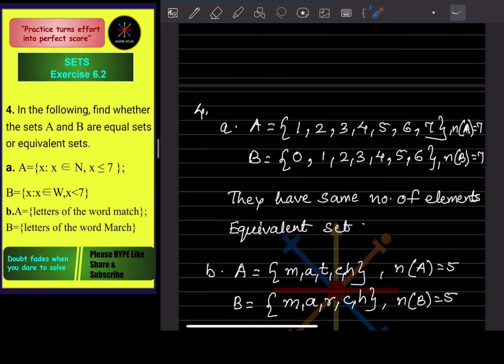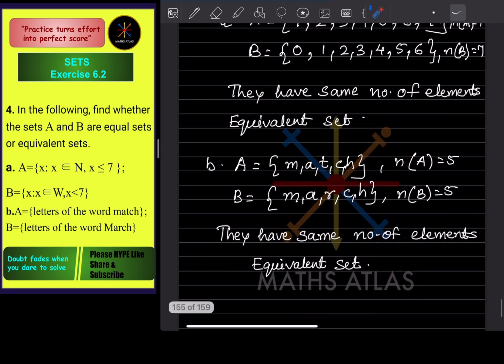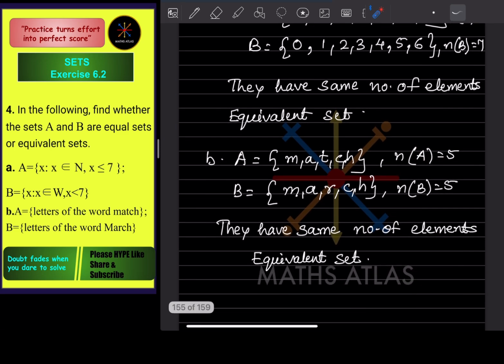Now the B part, letters of the word MATCH and letters of the word MARCH. So how many letters are there? Here n(A) is 5, and MARCH also has n(B) equal to 5. So they have the same number of elements. So it is an equivalent set.